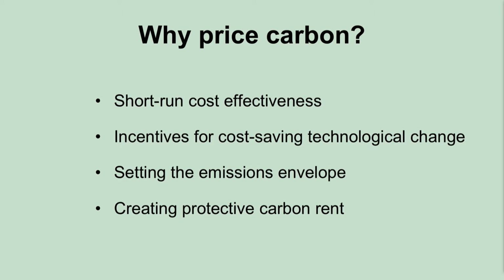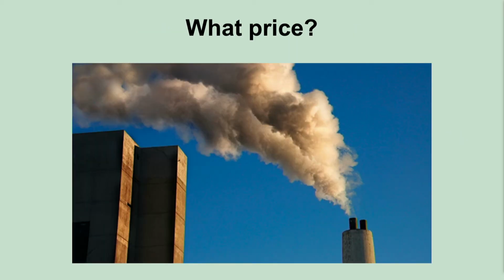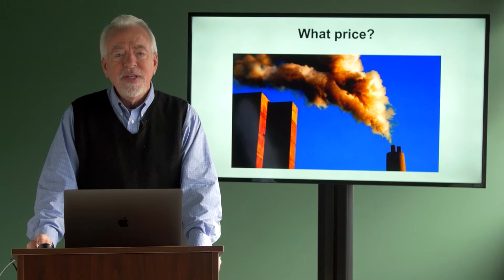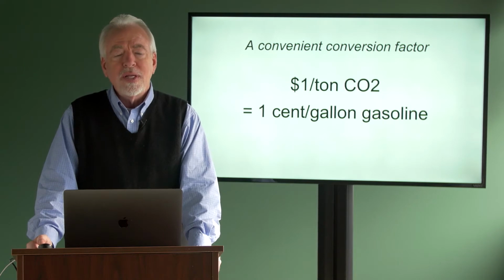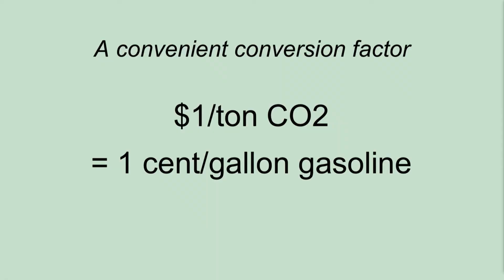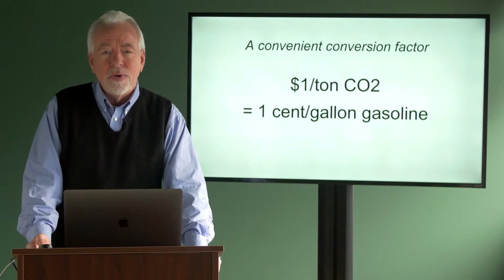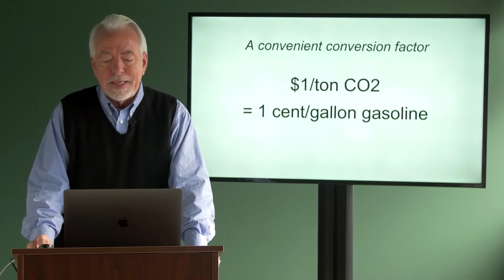So if we're going to do this, what price will we need on carbon emissions? A convenient thing to remember is that when we're talking about dollars per ton of carbon dioxide, what that translates into is cents per gallon of gasoline or petrol. A $1 per ton carbon dioxide charge translates into an additional cent on a gallon of gasoline. So $100 per ton of carbon dioxide would translate into $1 on a gallon of gasoline.